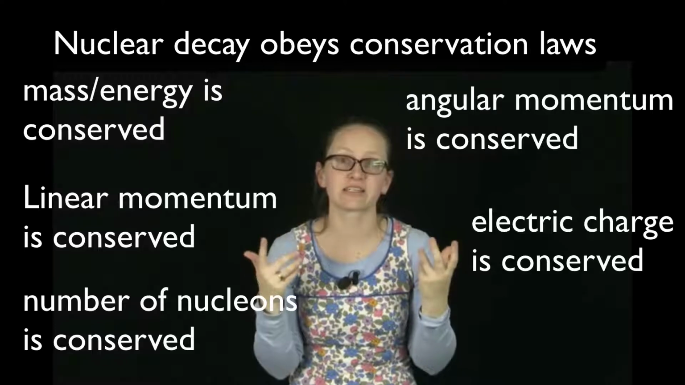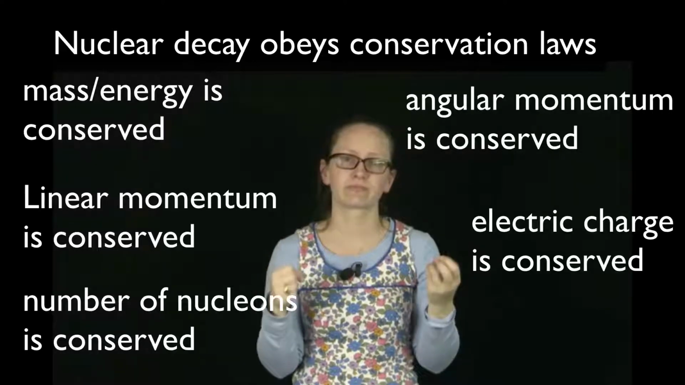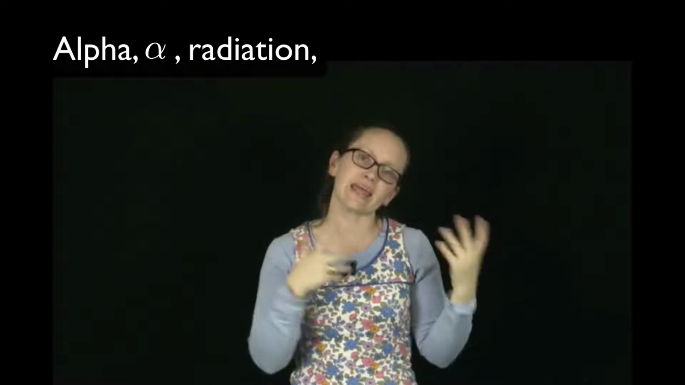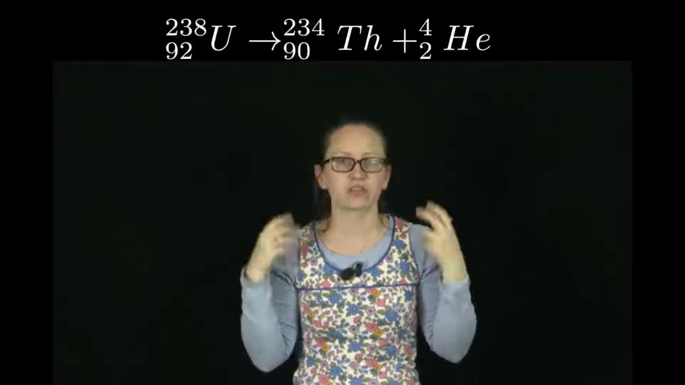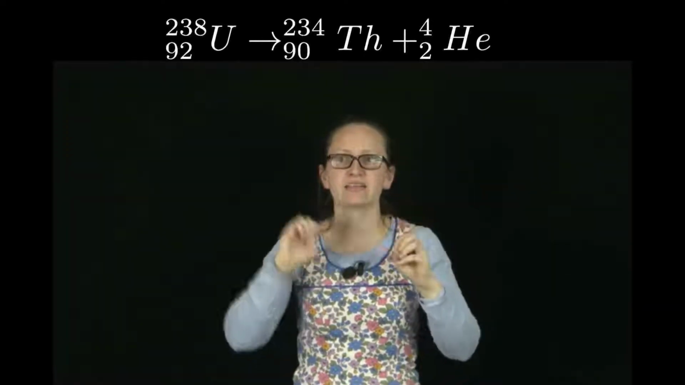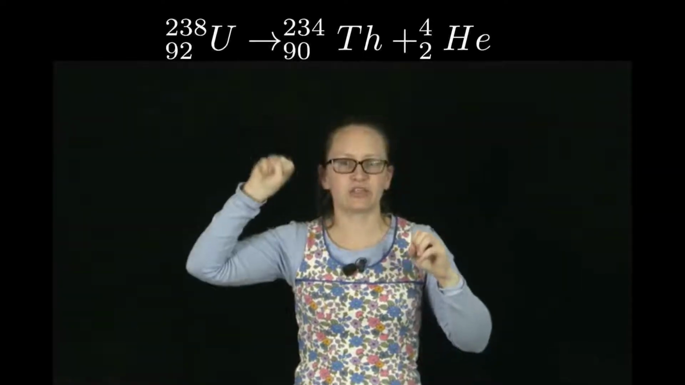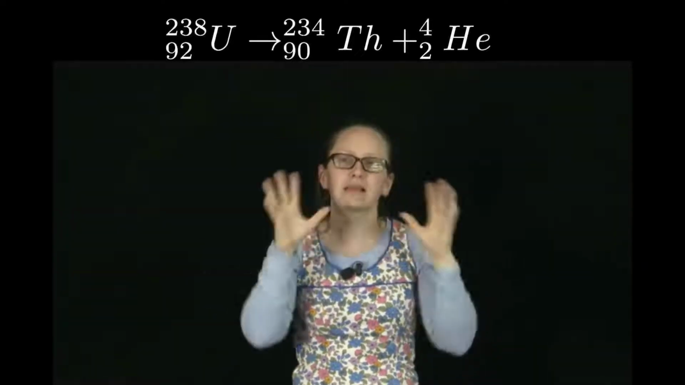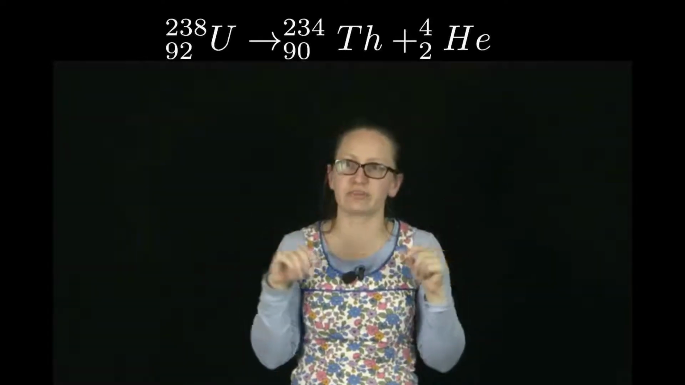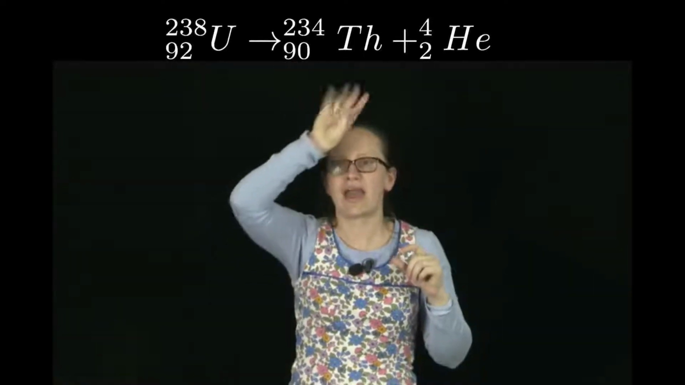So let's start by considering alpha radiation. In alpha decay, a helium nucleus, which is a 4,2He, is released. So one example of this is the decay of uranium-238. So we can write this decay as U-238-92 decays into thorium-234-90Th plus that alpha particle, which is the helium nucleus, 4,2He. So in alpha decay, we always get this helium nucleus released.